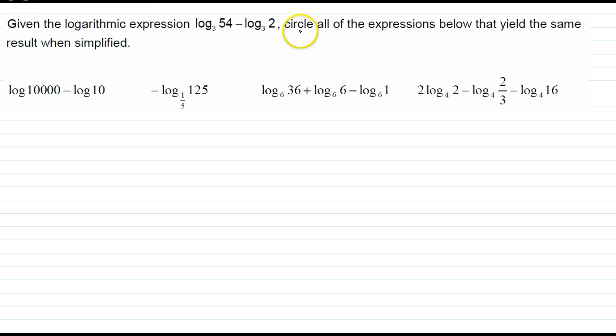Given the expression, circle all of these expressions below that yield the same result when simplified. So the first thing we have to do is figure out what this thing becomes. As soon as you see the minus, you want to think of division. And so this becomes log base 3 of 54 divided by 2.